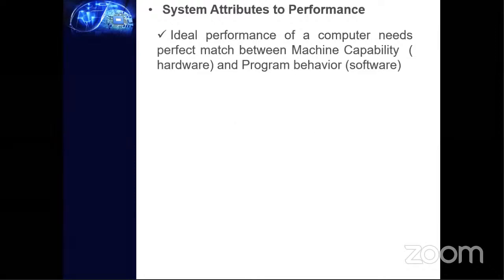So the ideal performance of a computer needs a perfect match between which one? Machine capability and program behavior, I said. So what is the meaning? Suppose there is a parallel computer. Under the parallel computer, the performance of the parallel computer is assessed by measuring the cooperation between the software and the hardware components of the computer.